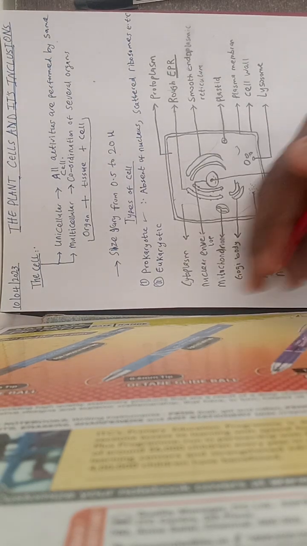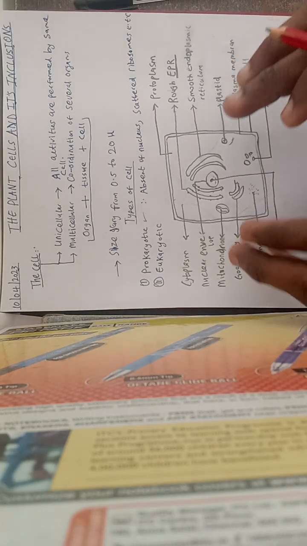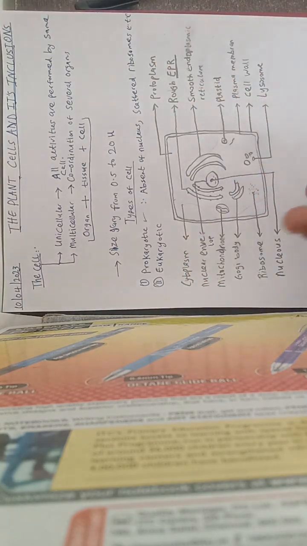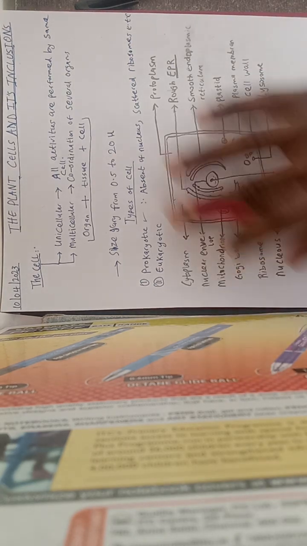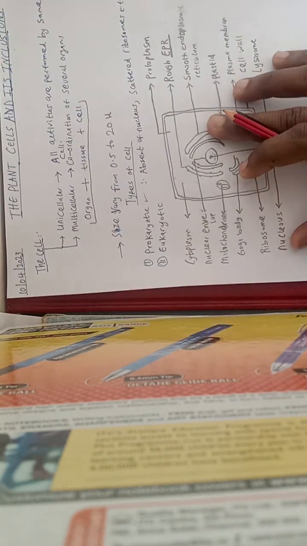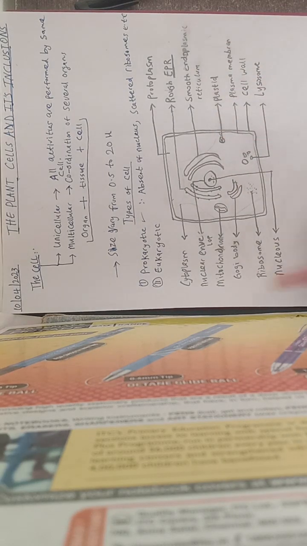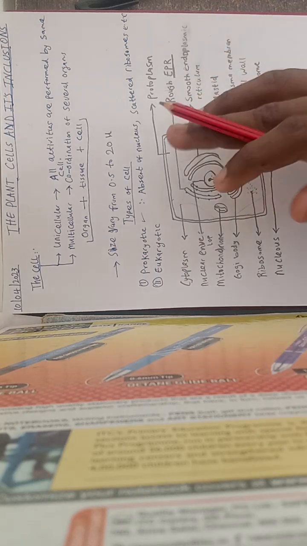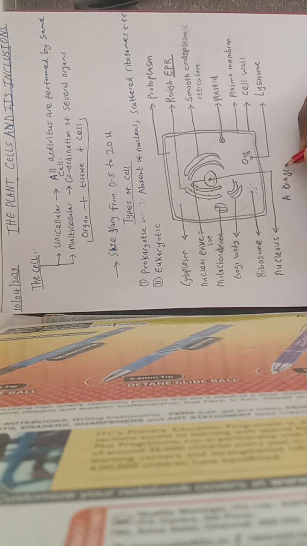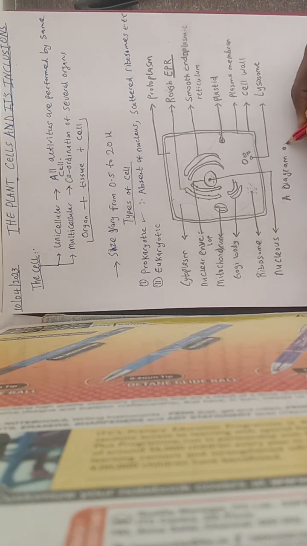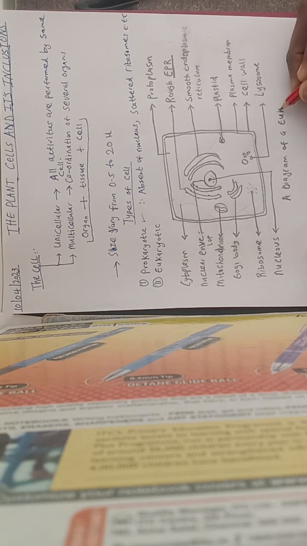So let's say I will not really indicate whether this is a prokaryotic cell or eukaryotic cell. Currently, let's say this cell is a eukaryotic cell because it contains all the other cell organelles in it. So this is a eukaryotic cell. A diagram of a eukaryotic cell.